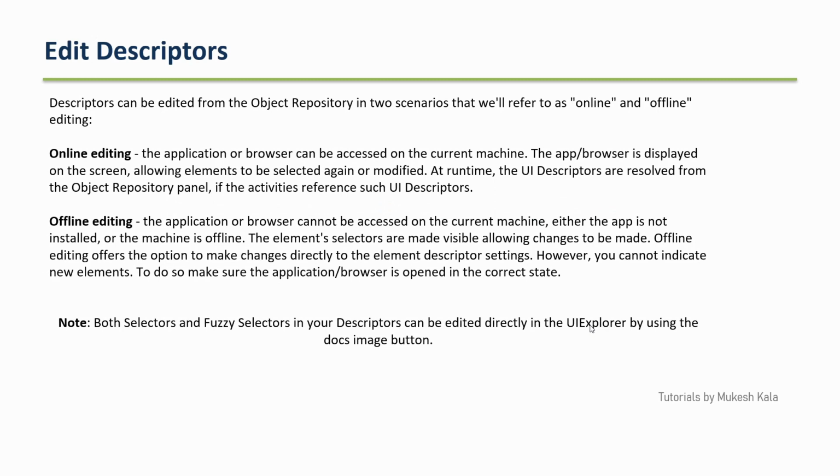So there are two kinds of editing options, guys, which are available. One is online editing and the other is offline editing. Online editing simply means that the application or the browser which we have used is available to me at that moment. At that time I can use online editing, which means that you can edit it, you can see it, highlight it. The other one is called offline editing, which simply means that you don't have access to the application but you want to do it offline. So the object repository allows you to do offline editing as well.